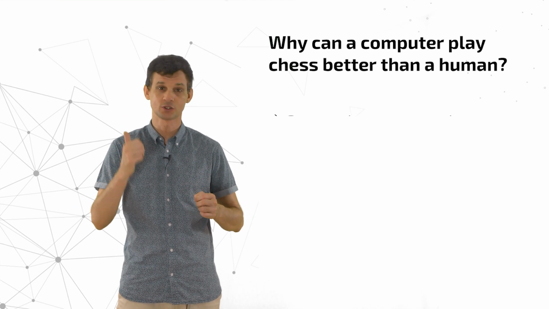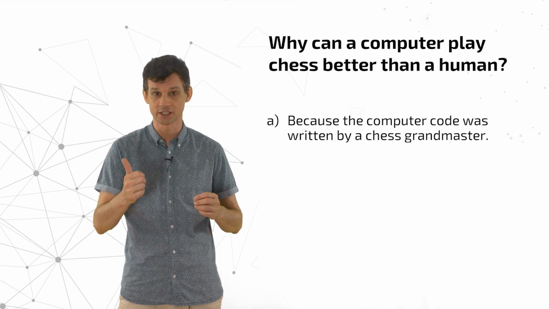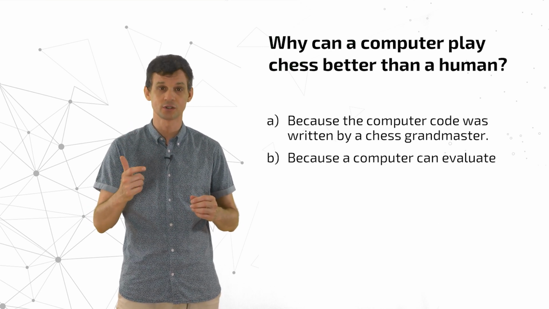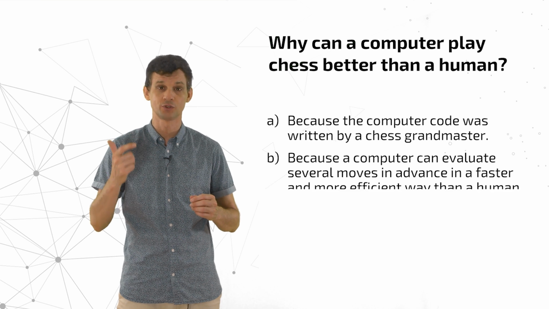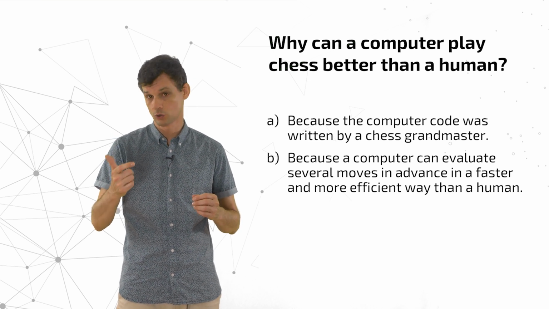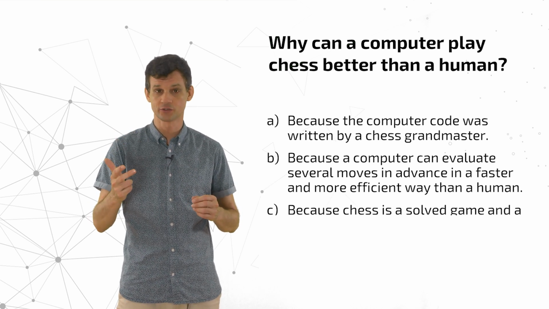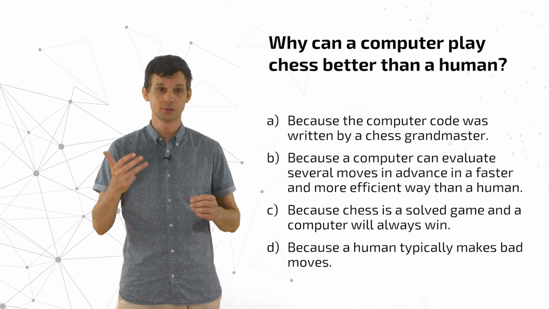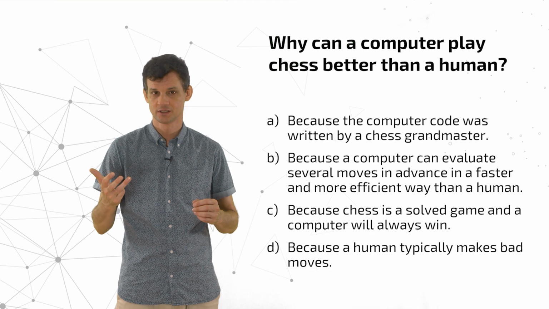Is it because the computer code was written by a chess grandmaster? Or because a computer can evaluate several moves in advance in a faster and more efficient way than a human? Or because chess is a solved game and the computer will always win? Or because a human typically makes bad moves? Which one is it?